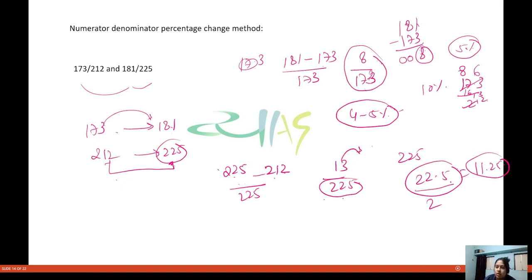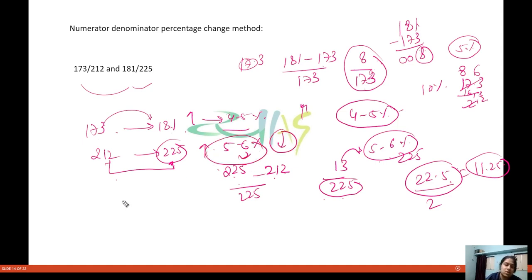So what I am saying here is that if I have to compare the ratios 173 divided by 212 and 181 divided by 225, I am calculating the percentage change. So what is the percentage change here? 181 minus 173 is 8, divided by 173. Now you can calculate this. I got between 4 to 5%.